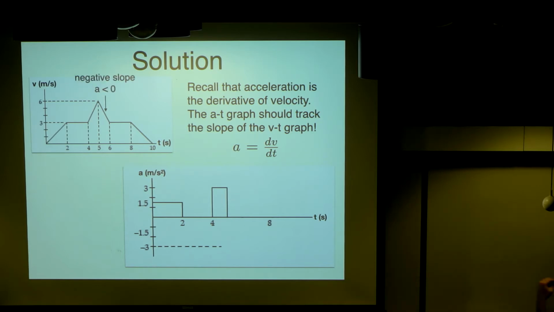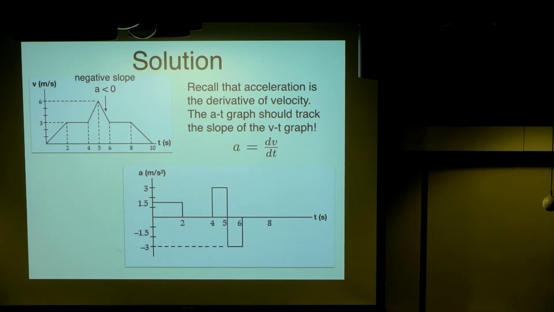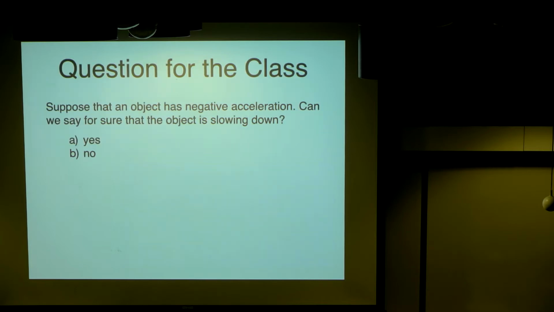between 5 and 6 seconds, where we have a negative slope. And it's kind of symmetric, so we should just be down here by the same amount as before. So there it is. And then we have over here, how much acceleration? 0. And then we have another negative acceleration here. So there's our acceleration versus time graph. That's how we know. Okay? Any questions on that? Okay.